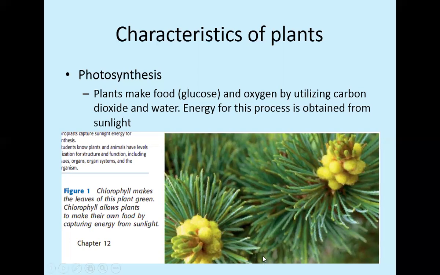So this is a diagram from the book, and it is showing the leaves of the plant. The leaves are green in color. Likewise, grass is also green in color because it contains chlorophyll in it. So chlorophyll absorbs the energy of sunlight, and it is important for carrying out photosynthesis.